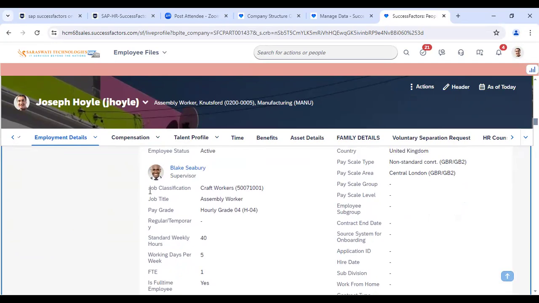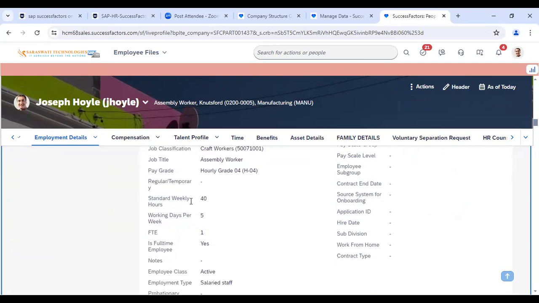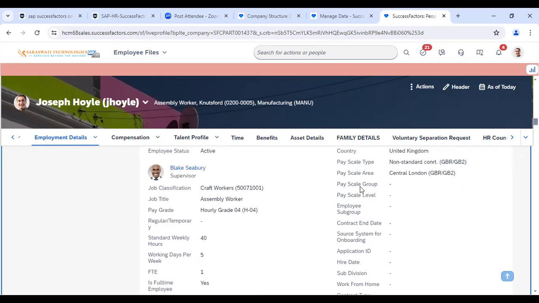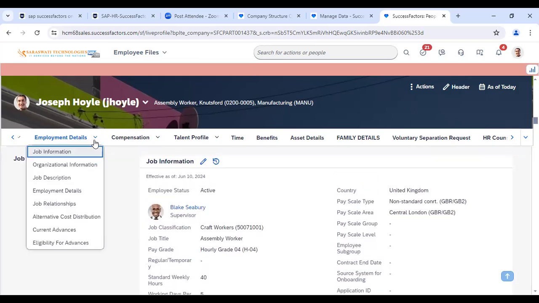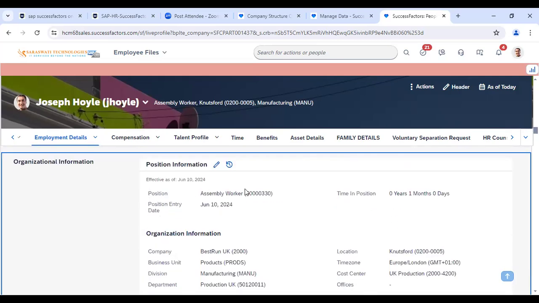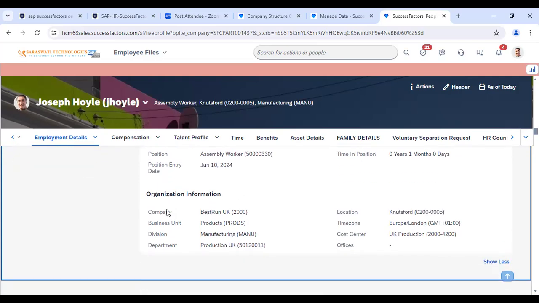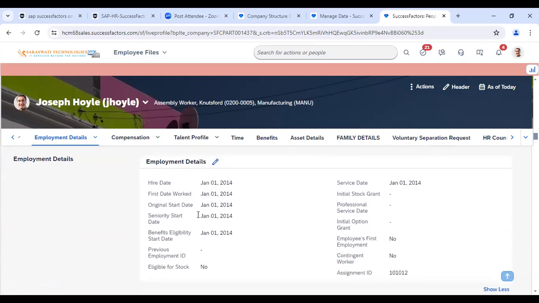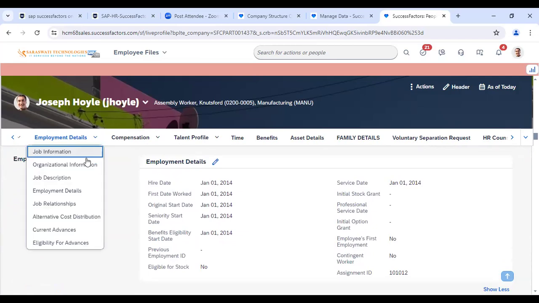Job classification is here, job title, pay grade, regular, temporary, that is the employee type, FT, full-time employee, employee class is here. Everything, pay scale type, country. Other than this, whatever information is related to the position comes in organization information: for which position the person is working, time in position. All these things come under this, so they can be captured under these portlets.